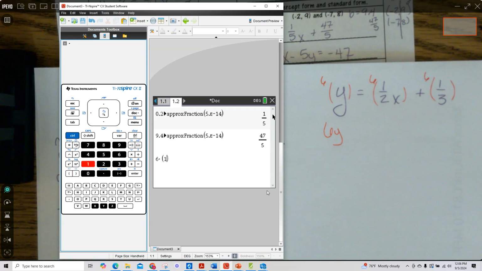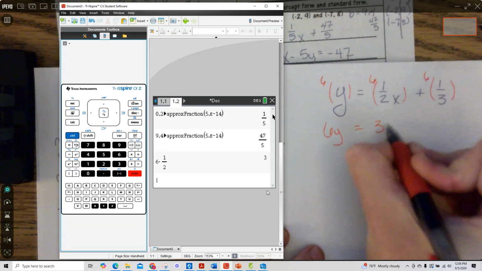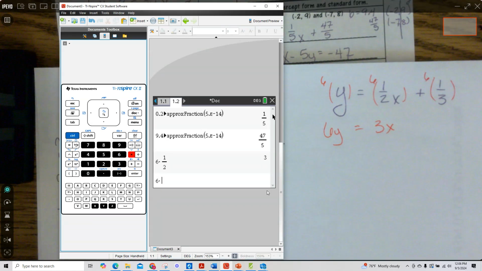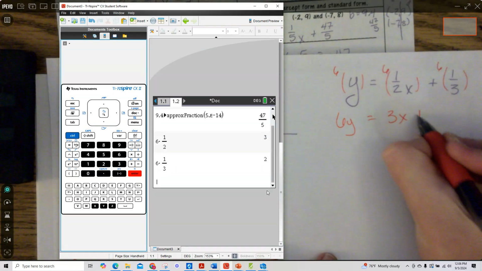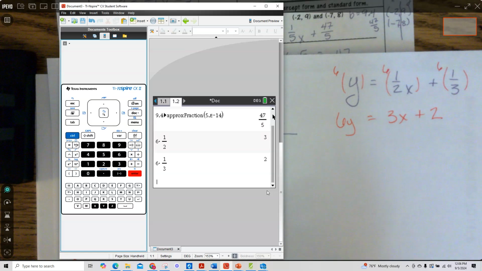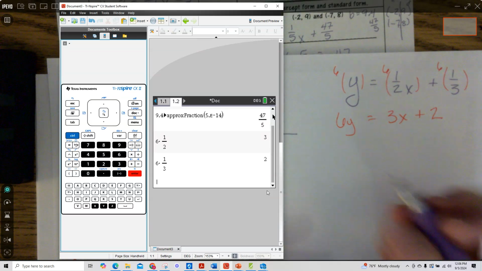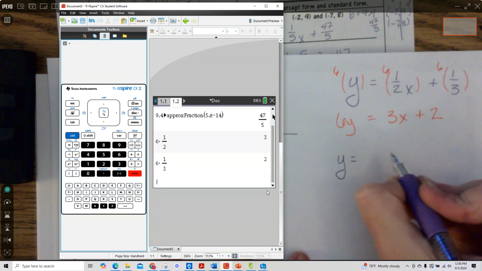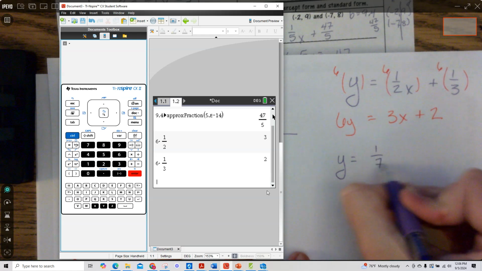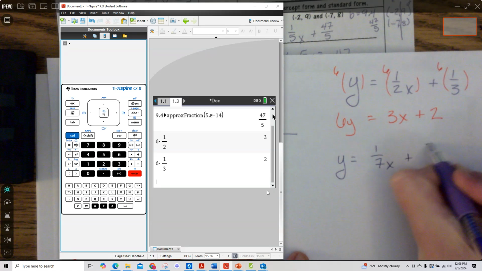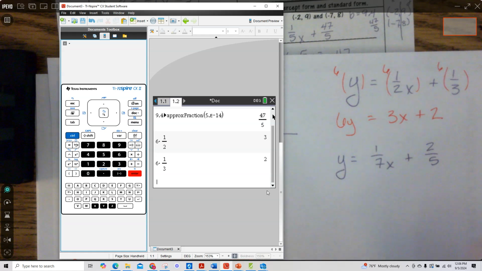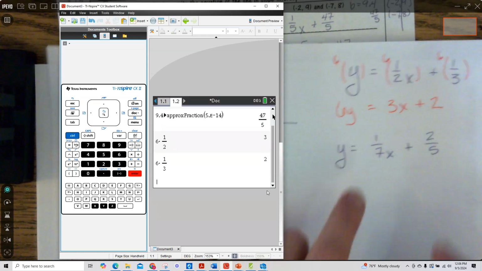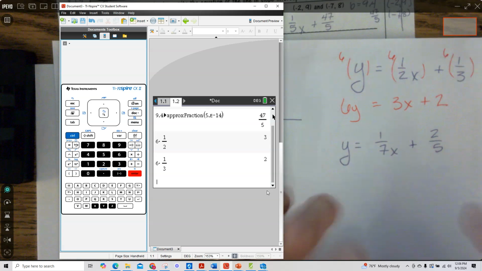But I can do that. 6 times 1/2 gives me a 3. So now I've got a 3x. 6 times 1/3 gives me a 2. Okay? You can even do it a piece at a time. Say we have 1/7 x plus 2/5. That's a big number to multiply by. We could do a 35, but we could do a piece at a time.